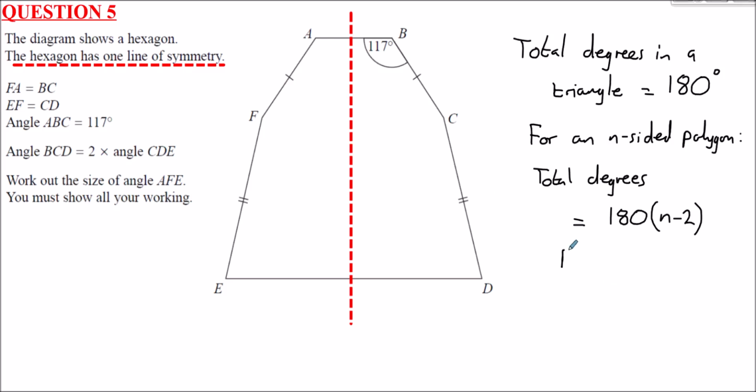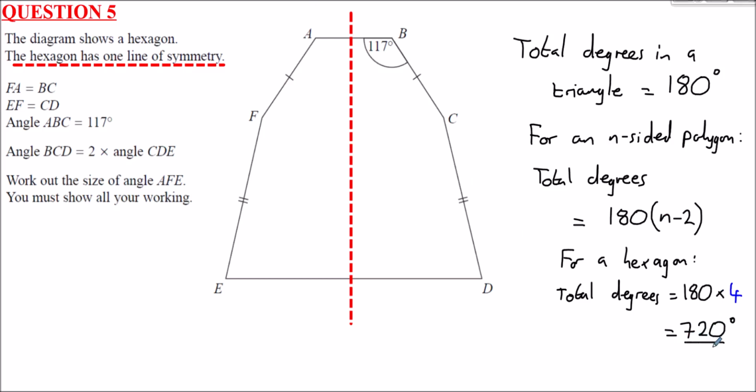So for a hexagon, the total degrees in a hexagon, total of all the angles, is 180 degrees per triangle, and as we've seen, there's 4 such triangles inside the hexagon. So 180 multiplied by 4, that's going to give us 720 degrees. And that's going to be key to answering this question.